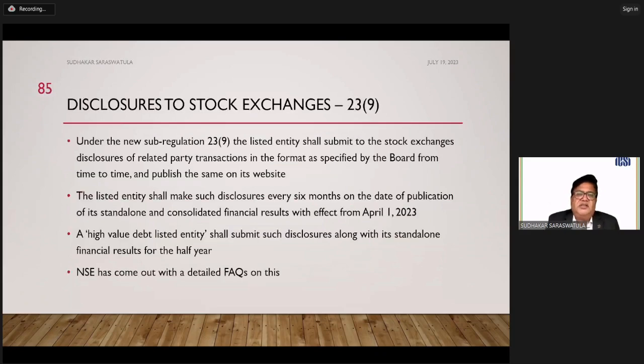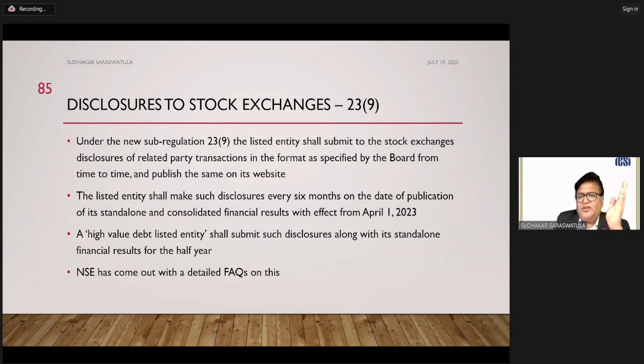Disclosure to stock exchanges: this is a new provision which has come under the new sub-regulation 23.9. Once in every 6 months, the listed entity shall submit to the stock exchanges disclosures of related party transactions. A format has been prescribed for that particular purpose, and FAQs have also been given by NSE and BSE on how the information is to be furnished. The listed entity shall make such disclosures every 6 months on the date of publication of its standalone and consolidated financial results, effective 1st April 23.